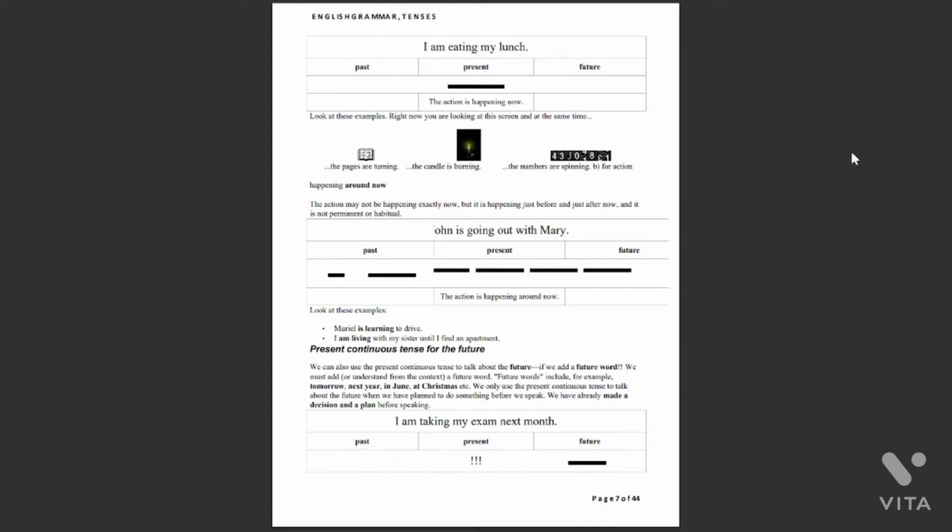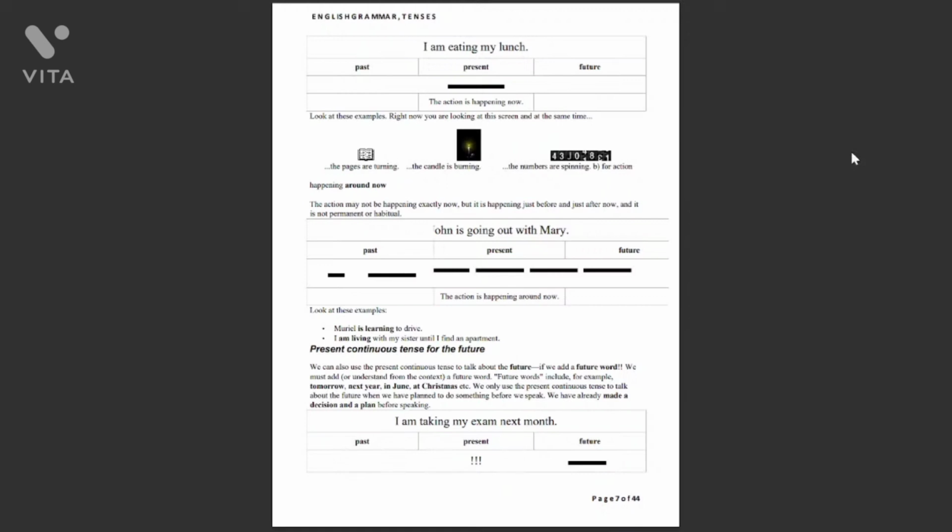Okay, so present continuous tenses of the future. Now let us see the future sentences. We can also use the present continuous tense to talk about the future, as I already said. And we add a future word, or we understand it from the context. Future words include, for example, tomorrow, next year, June, at Christmas, and so on.